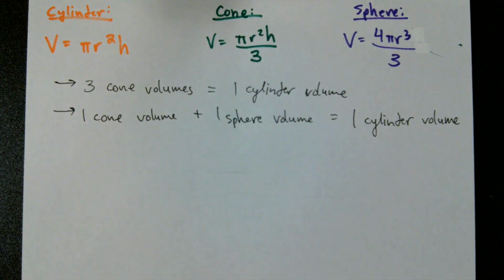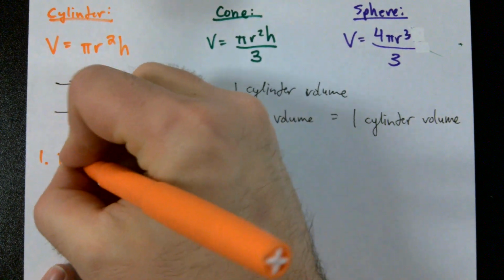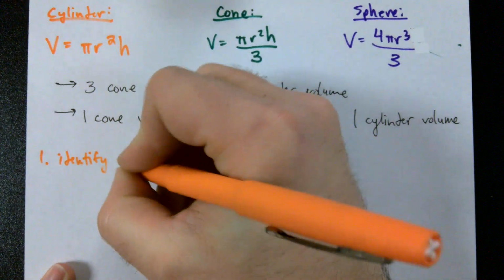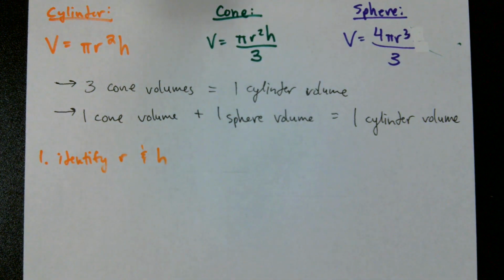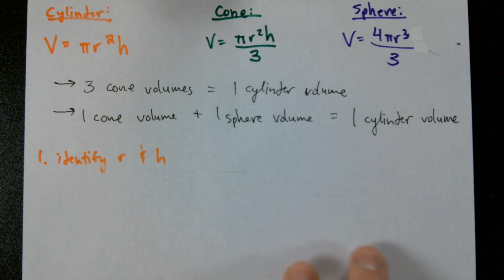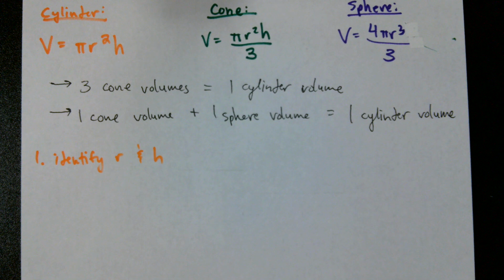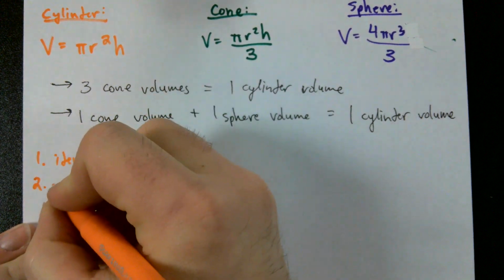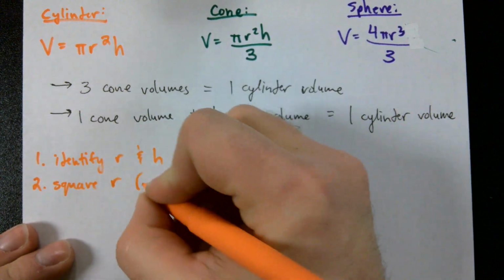So let's get some steps written down here, because I think the steps yesterday helped a lot. We'll start with cylinder. The first step is identify R and H. What's my radius is always going to be the first question we ask when we're finding volume, no matter what the shape is. What is my radius? Once you have the radius, you're going to square the radius, R times R.